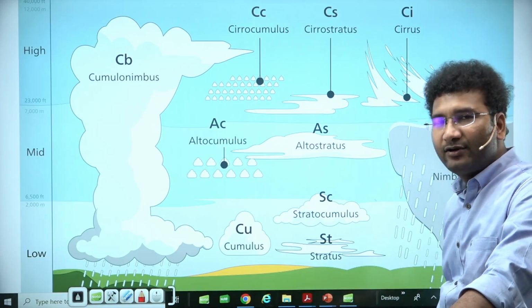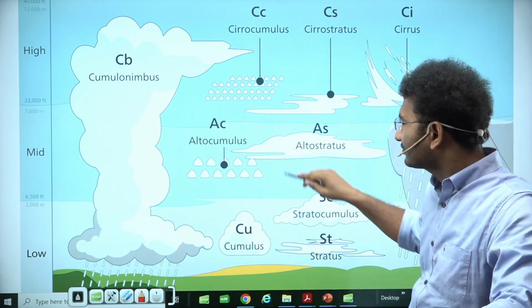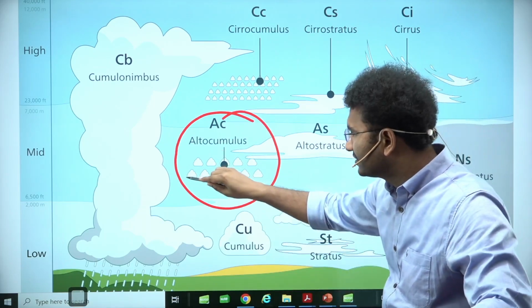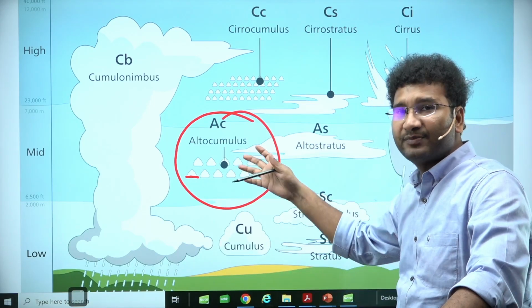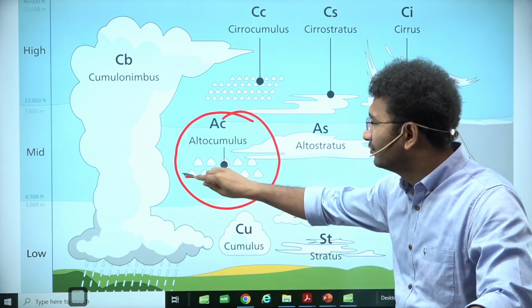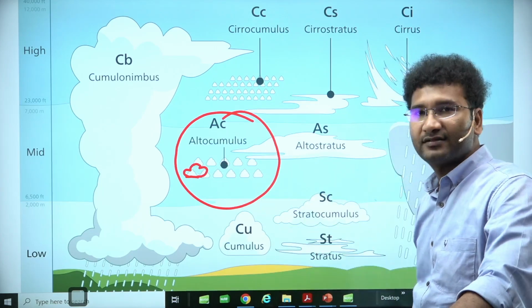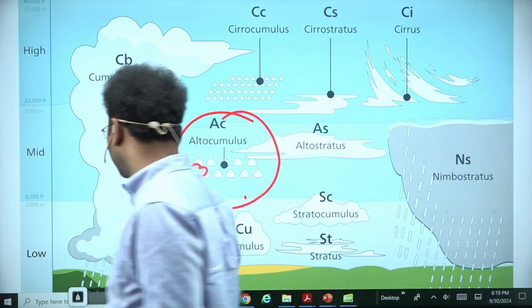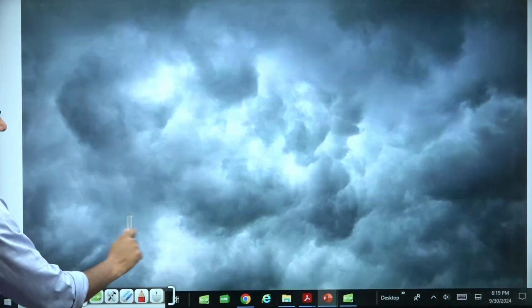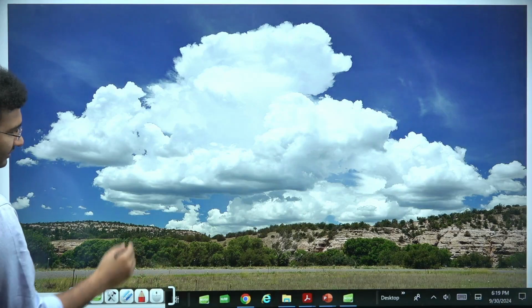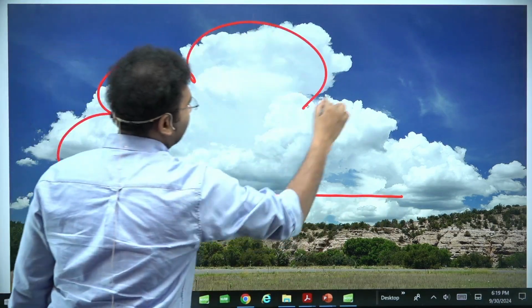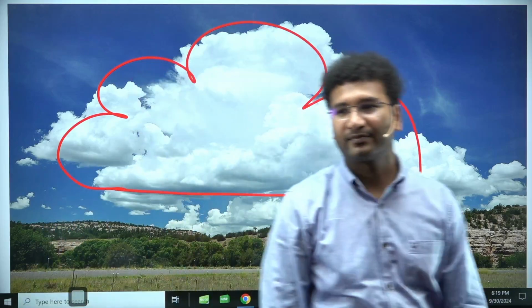Now these alto clouds are also called alto cumulus. Alto cumulus means there is a base present in the middle and it has cumulus characteristics, right? Cumulus is nothing but the shape itself. Look at this. This cloud has a beauty: there is a base, and in your childhood you might have drawn these clouds, right?